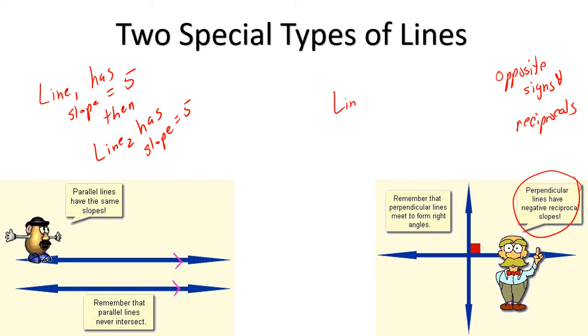So if line 1 has slope of 1/2, then its counterpart that's perpendicular, line 2, has slope that is a negative, that's the opposite sign, of 2/1. Good luck with slope and lines.